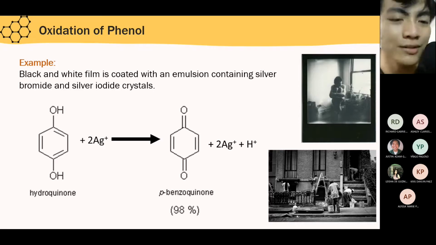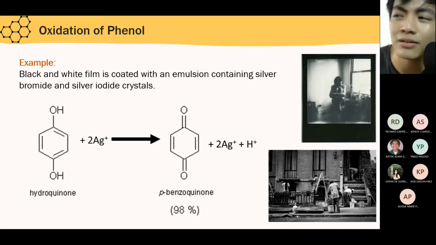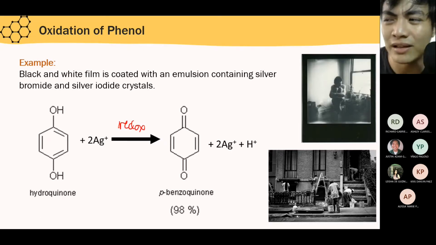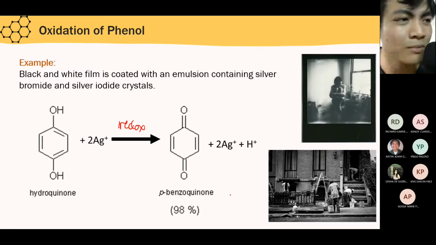So one of the old methods in developing photographic film is to use benzoquinone. So yung benzoquinone, hahaluan nila ng silver ion, usually silver iodide, silver chloride, silver bromide, so that magkakaroon uli ng redox reaction. So this is basically redox ulit. So in the redox reaction, you will produce a para-benzoquinone. So the para-benzoquinone appears to be yellow. Yellowish siya.